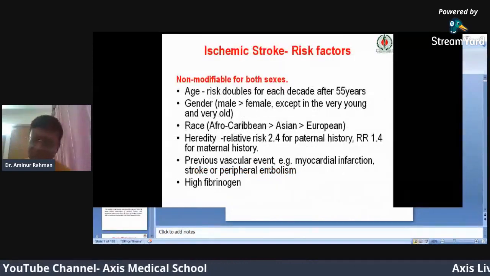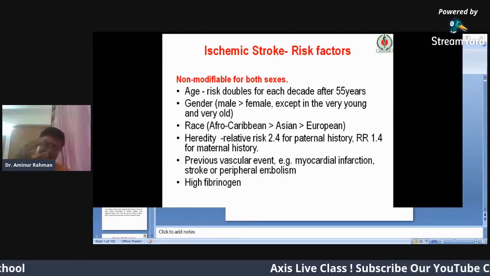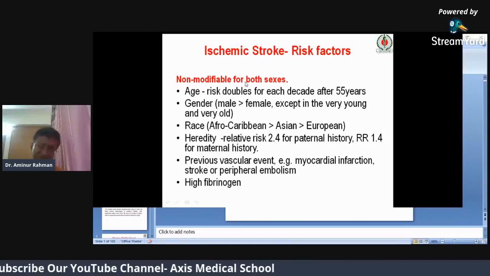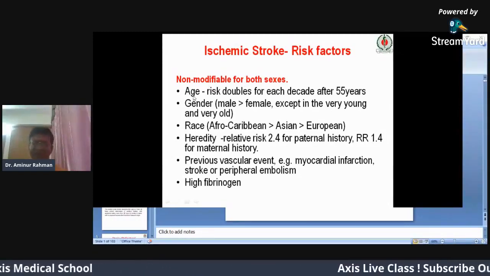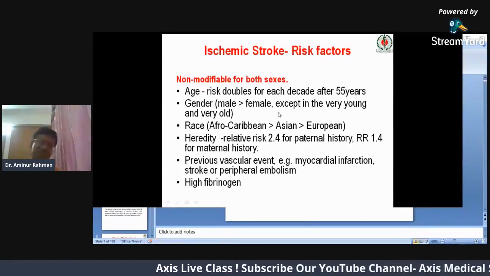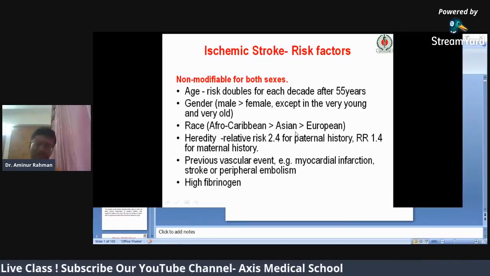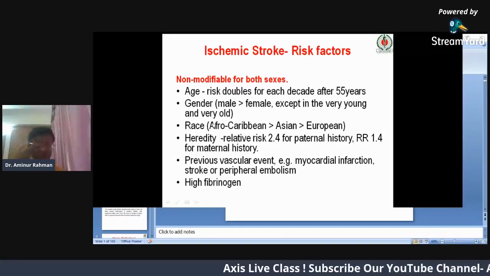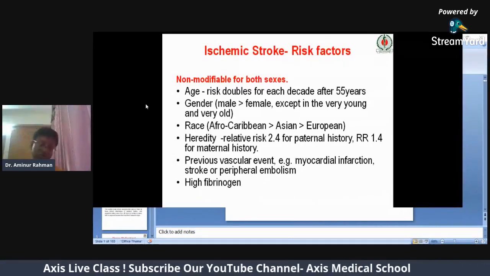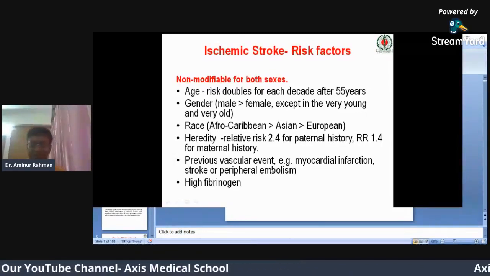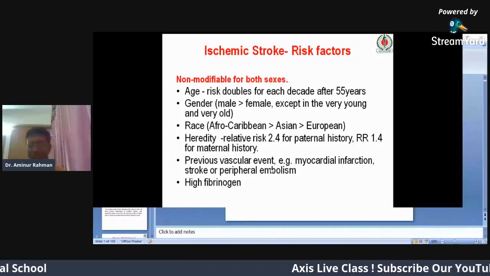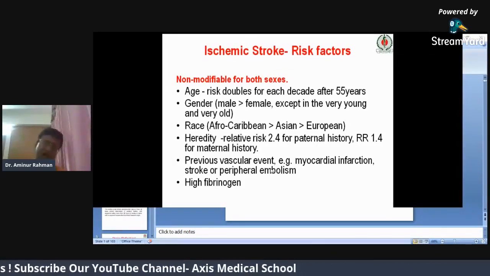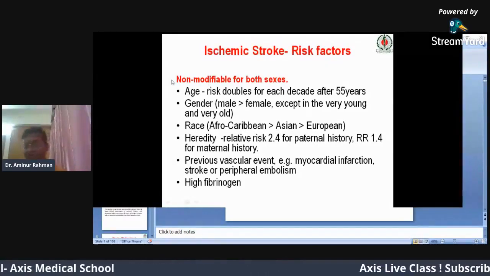In the case of ischemic stroke, what are the risk factors? You already heard these common terms in several ways in pathology and also in community medicine, so I will not go into detail here. Age is usually after 55 years, when the risk doubles. Male gender is more than female, except in the very young and very old. Race: more common in Afro-Caribbean, then Asian, then European. Hereditary: the relative risk is 2.44 for parental history and 1.4 for maternal history. Also previous vascular event, microinfarction, stroke, peripheral embolism, and high fibrinogen level. These are all non-modifiable in both sexes.